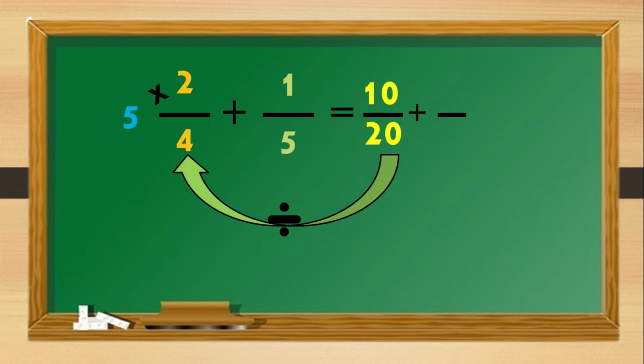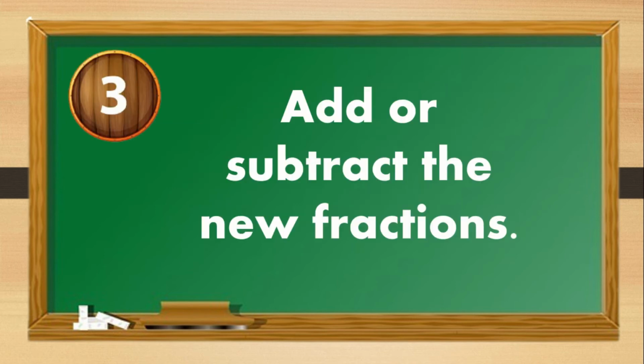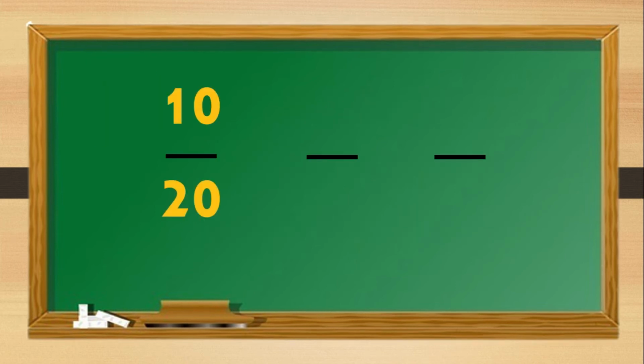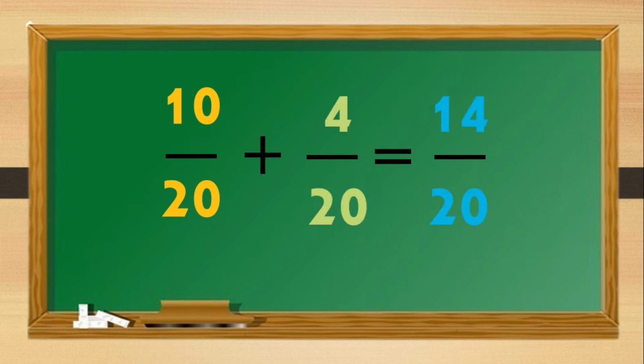You are going to do the same process with 1/5. Write 20 as your denominator. Then divide 20 by 5. Then multiply the answer by 1. 1/5 will be 4 over 20. Step 3. Add or subtract the new fractions. 10 over 20 plus 4 over 20 is equal to 14 over 20.